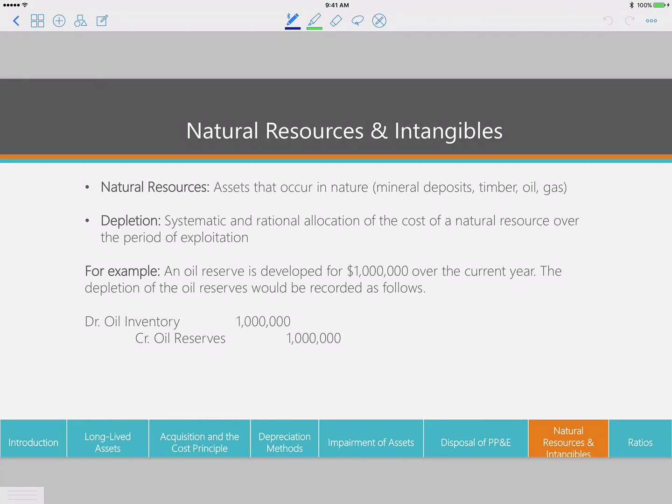So for example, you have a company that has an oil reserve, and over the year you develop it for $1 million. So you develop the oil reserves and you build an inventory. So you recognize the depletion of the reserve by debiting your oil inventory for $1 million, and you credit the oil reserves for $1 million. And this records the depletion. It shows somebody looking at your balance sheet that your oil reserves are going down as you develop these natural resources.